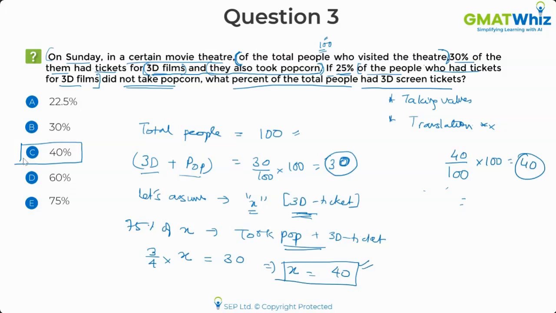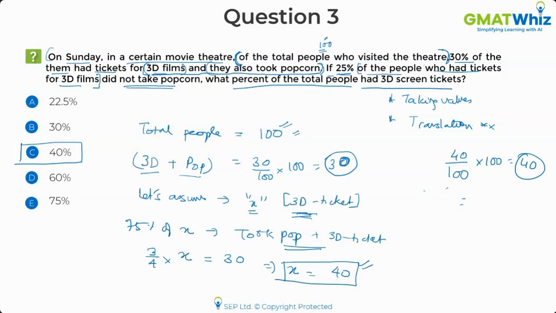If you're not able to translate, taking values might not help a lot. Taking values makes your life simple while doing calculation, but unless and until in word problems, especially if you don't understand the meaning of the question, it will be very, very difficult to solve it. So you need to understand how these information relate to us.